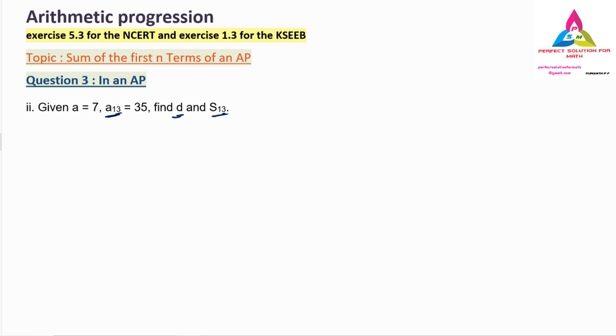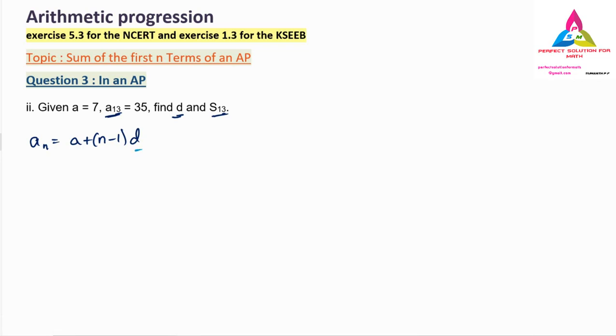First we can solve the d value, or we can solve S13 directly, because both of them we can solve separately, not like the first question. If you don't know the n value we can't find the Sn value, but here we can find S13 first and then the d value, or the d value first and then S13. So the simple one first: when a problem like this comes, we go for the an value only. an is equal to a plus n minus 1 into d. So here we can find the d value easily.